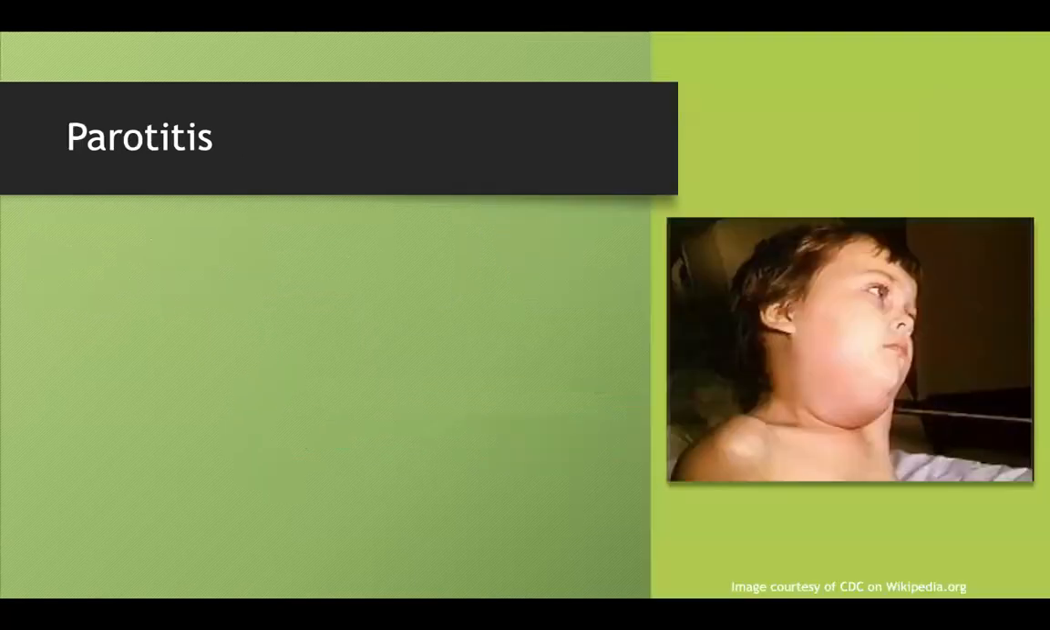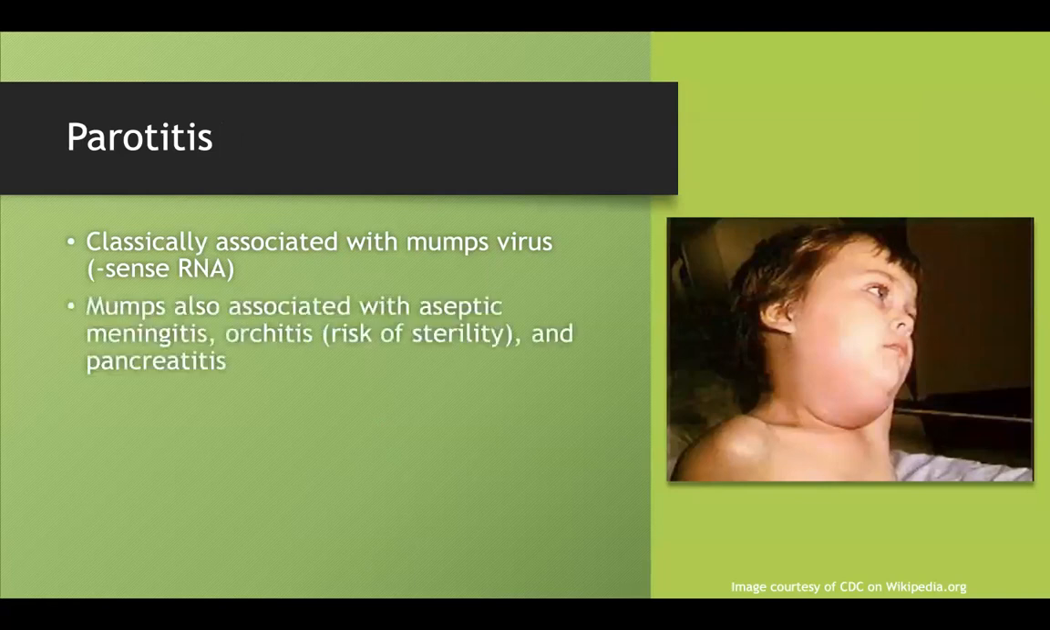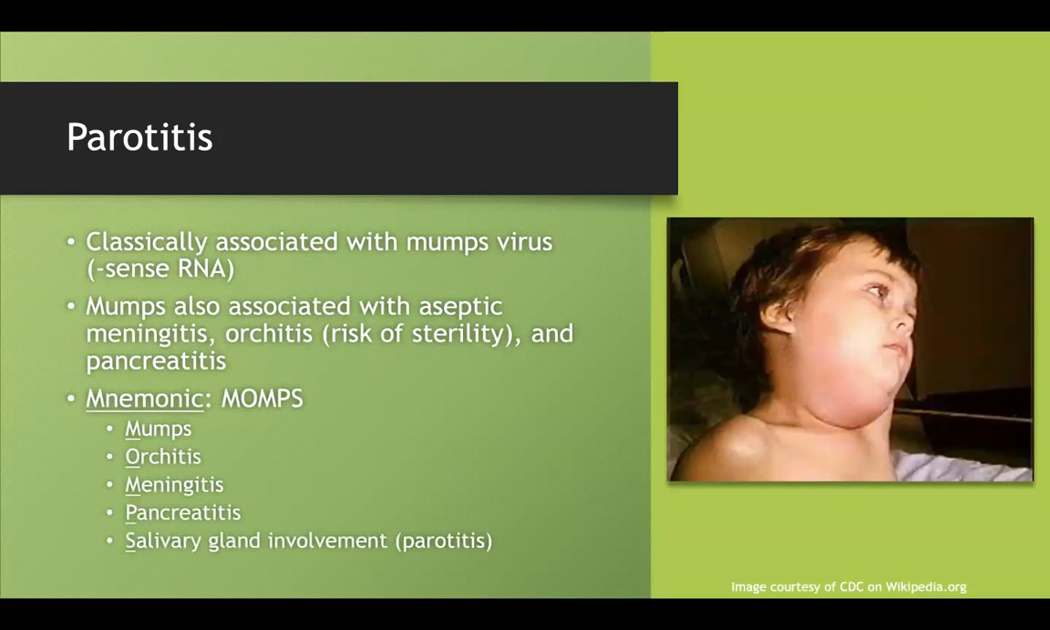Now, a specific subtype of sialadenitis is parotitis, and the real thing you have to know about parotid gland inflammation is that it's associated with mumps, right? Again, you'll see a classic presentation of a child who wasn't vaccinated and has all these symptoms. They can get meningitis, they can get orchitis, which is inflammation of the testicles, potentially giving you sterility, and pancreatitis. I remember mumps by the mnemonic MUMPS, where the first M is just mumps, keep it simple. Then you get orchitis, meningitis, pancreatitis, and then for parotitis, I remember it as salivary gland inflammation or involvement.